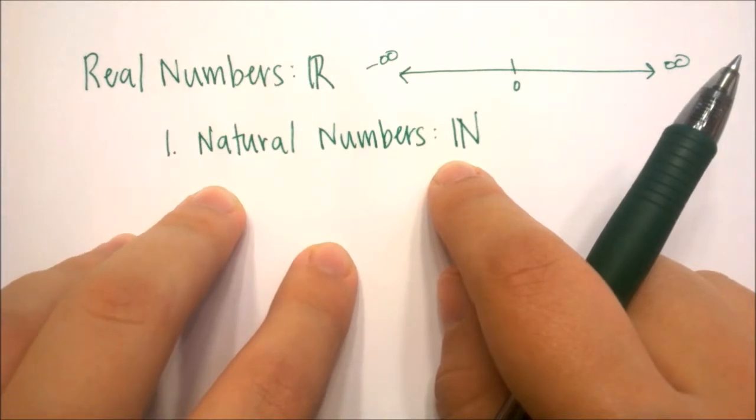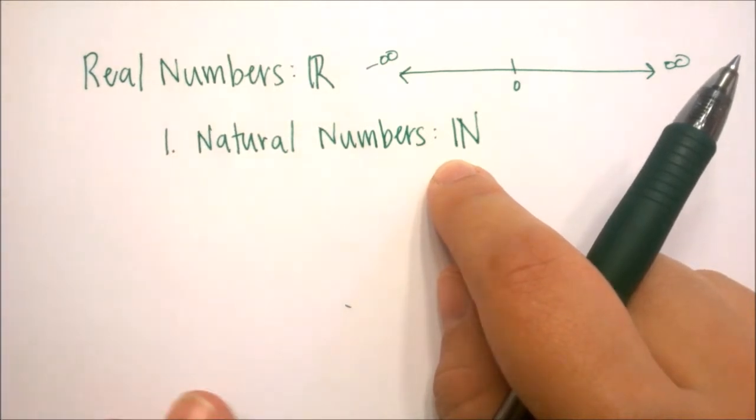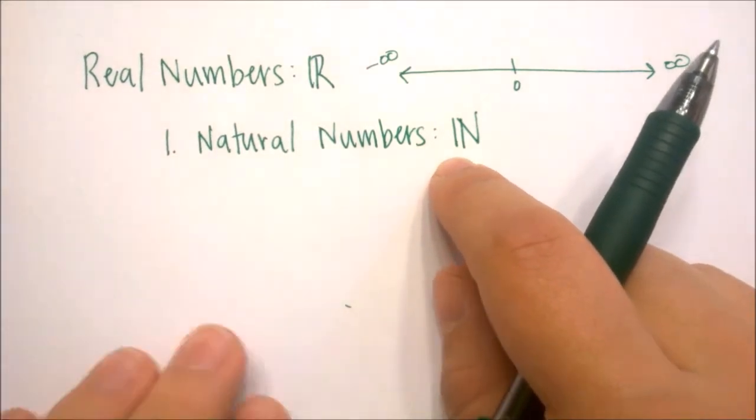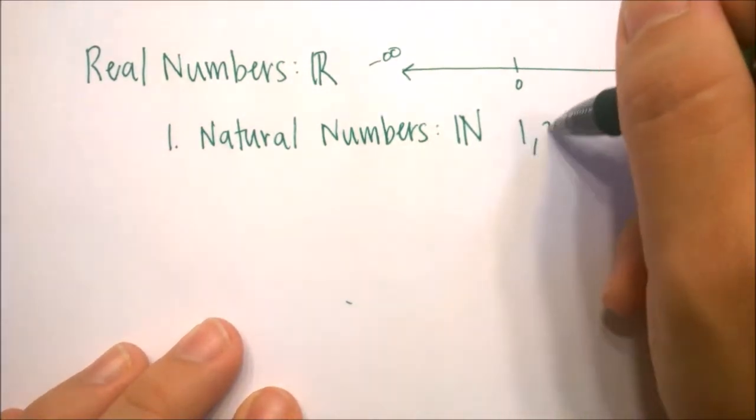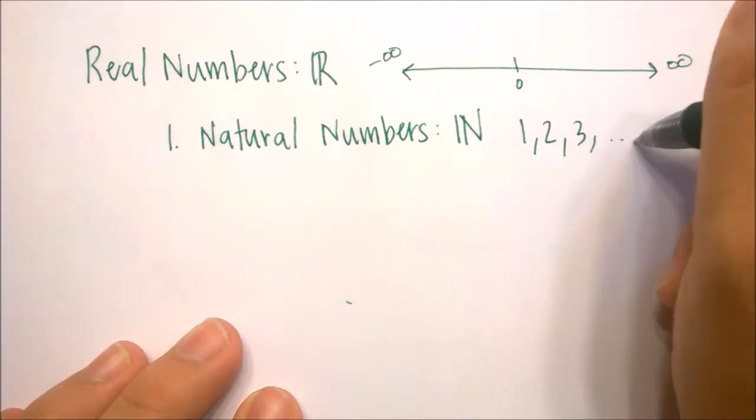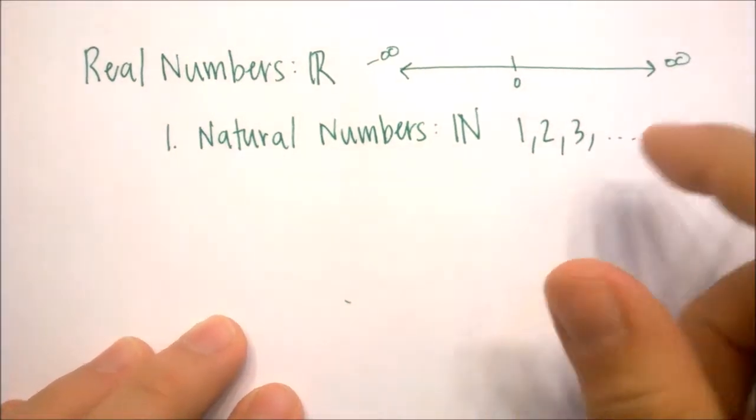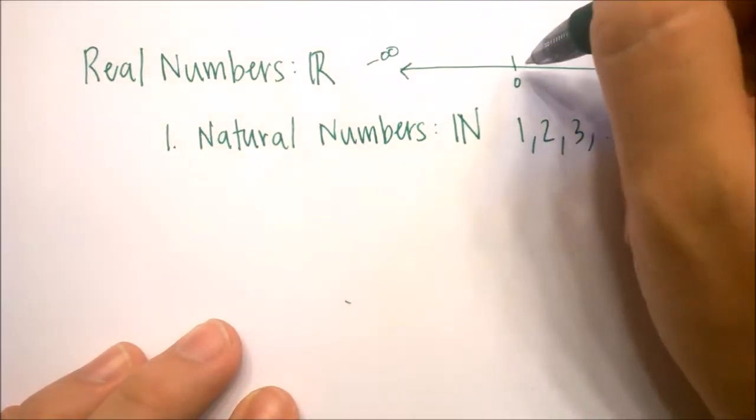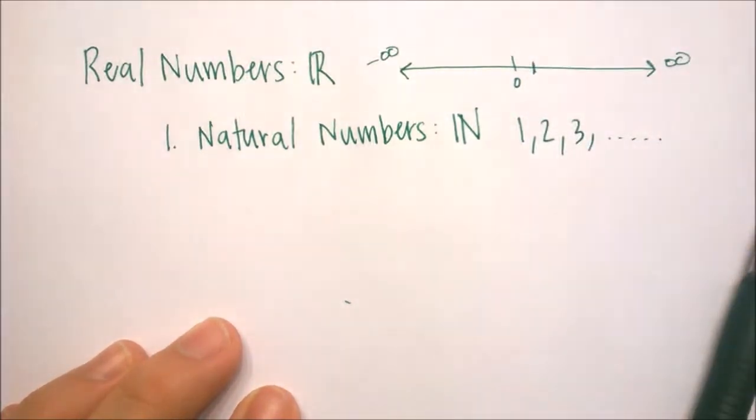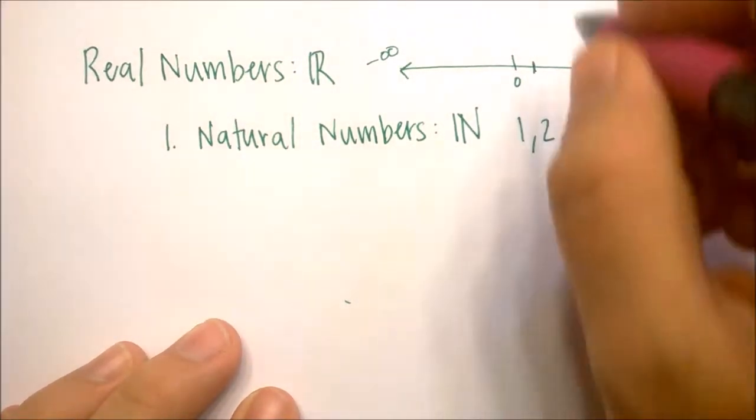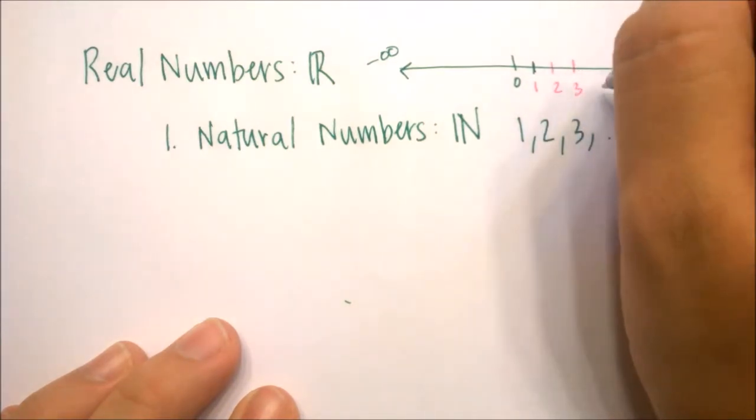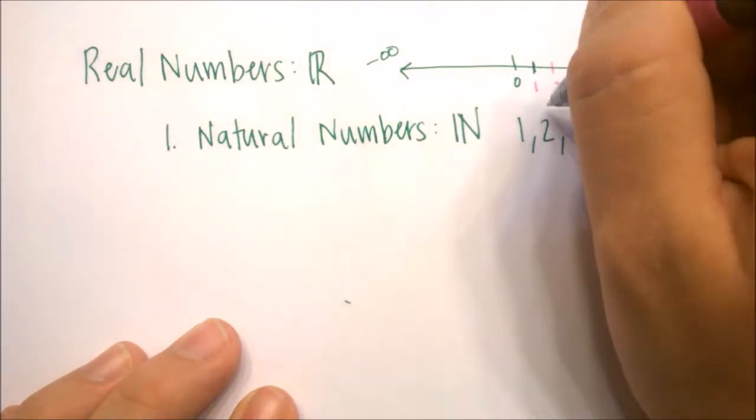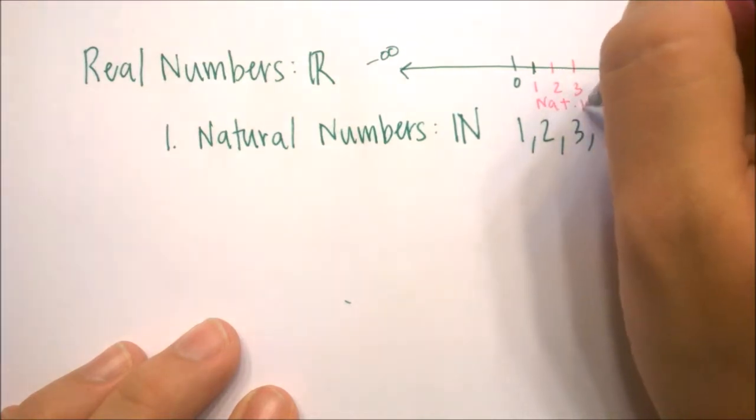So the natural numbers, or counting numbers, are numbers that we see in real life and we can count. So it's going to be 1, 2, 3, and go on to infinity. The natural numbers are going to start at 1. Let's use a different color. Going to start at 1 and go on to infinity. So these are natural numbers.